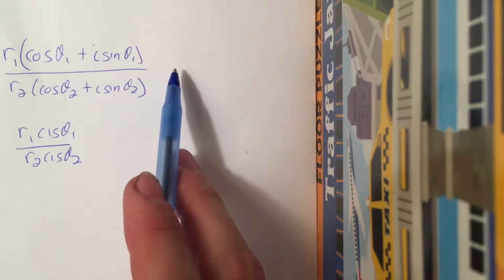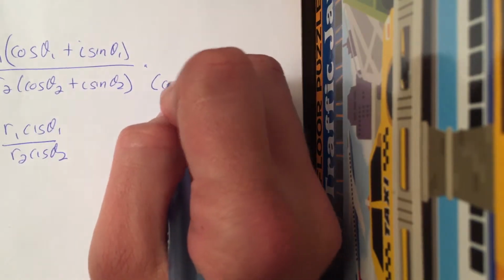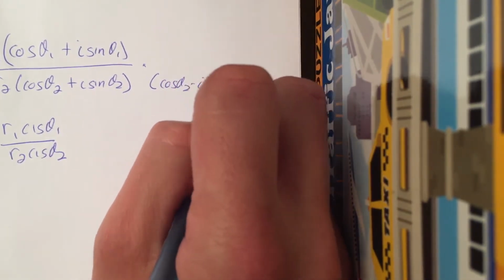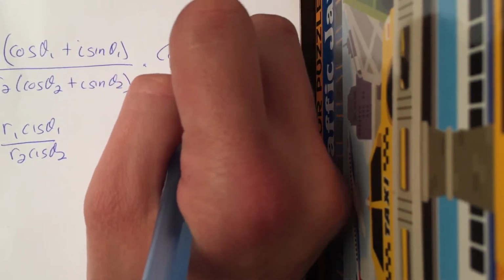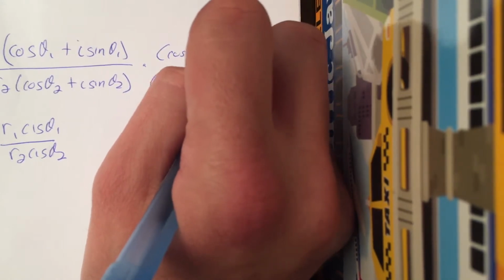Now, if you rationalize these, you multiply by the conjugate on the top and bottom. So you're going to multiply by cosine theta 2 minus I sine theta 2 on the top and bottom. You're going to end up with a nice little formula that we're about to use.